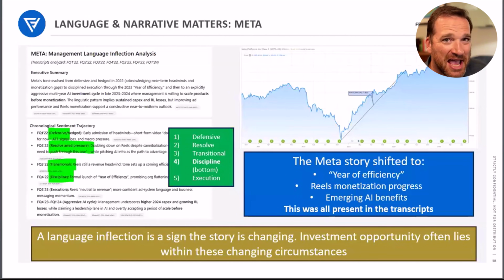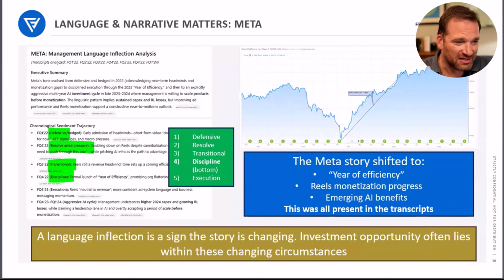And this was sort of textbook language inflection. We went from fiscal Q1 defensive to resolve to transitional to discipline, and discipline was the bottom. Execution and aggressiveness sort of added fuel to the fire. So the Meta story really shifted when Zuck uttered the words "year of efficiency," and that started to lead to Reels monetization progress, emerging AI benefits. It was all present in the transcripts.